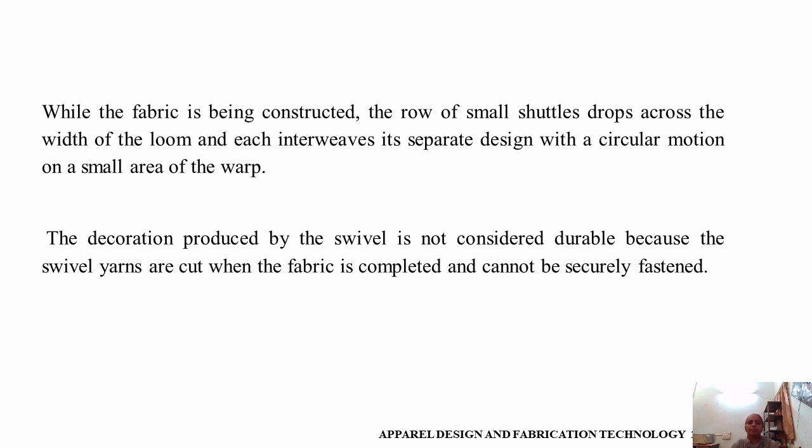So, while the fabric is being constructed on the loom, a row of small shuttles drops across the width of the loom to create the effects, that is the figures, and each interweaves its separate design with circular motions on a small area of the fabric. So small designs or figures are introduced on a small area of the warp yarns by passing the small rows of small shuttles.